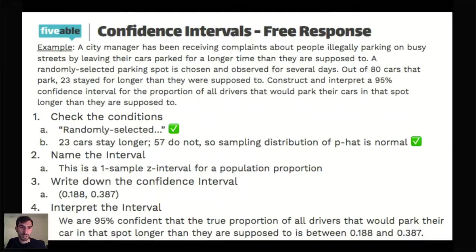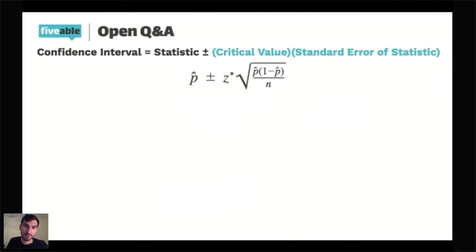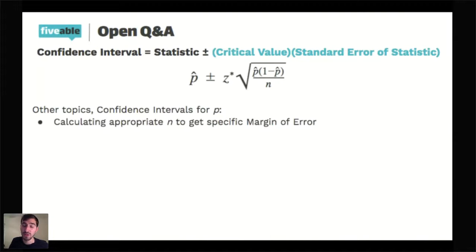So at this point, we have reminded ourselves of what a confidence interval is, both in words and in symbols, specifically for p-hat. There are some other things that come up sometimes. Sometimes you are specifically asked to solve for n to get a specific margin of error. And so that involves some algebra.